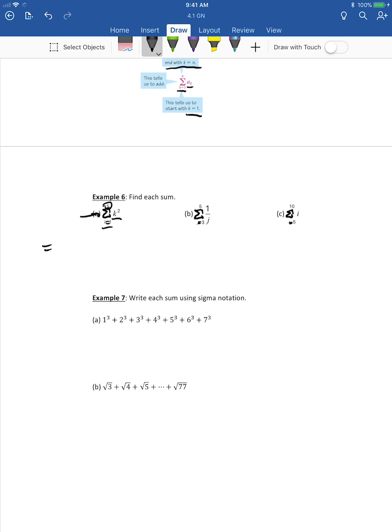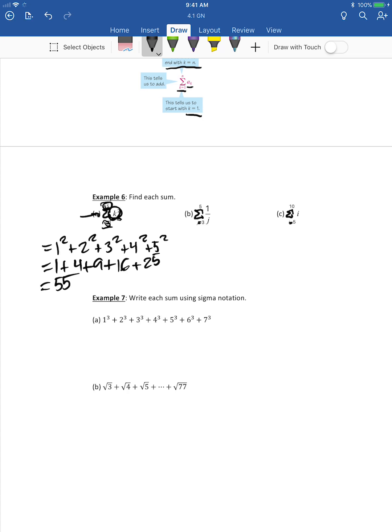K squared, if I start with 1, that's 1 squared, plus 2 squared, plus 3 squared, plus 4 squared, and then I'm ending with 5 squared. So I'm just plugging the numbers 1 to 5 into this expression. And that's what I end up with: 1 plus 4 plus 9 plus 16 plus 25. If I add all of those together, it's 55. And that's all that this means. I know it looks really foreign and odd to us, but this is what sigma notation is telling us to do. So it's actually pretty simple.